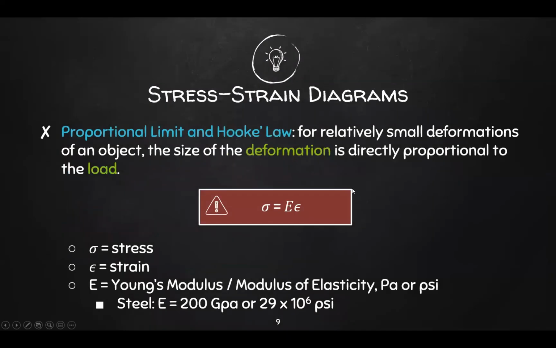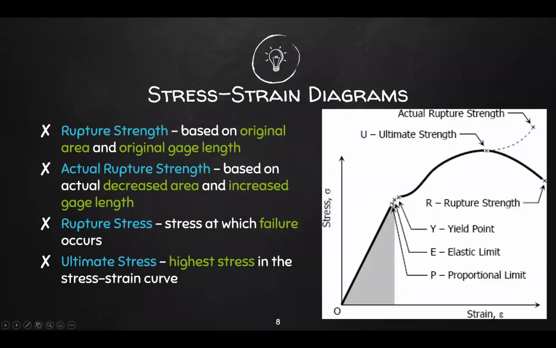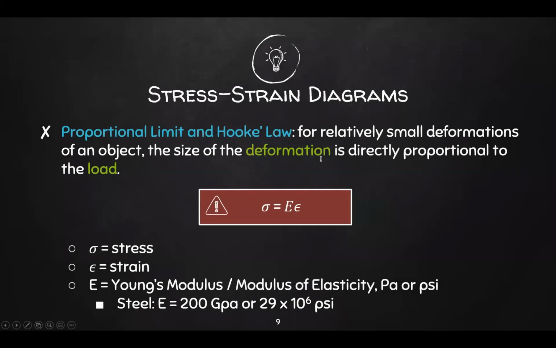Let's start with your proportional limit and Hooke's law. So Hooke's law is just the manifestation of the straight line from your origin O to a point called the proportional limit. So from here to here, as mentioned earlier. Hence, Hooke's law is no longer valid beyond the proportional limit, so we only use this along that first region. According to this, for relatively small deformations of an object, the size of the deformation is directly proportional to the load.